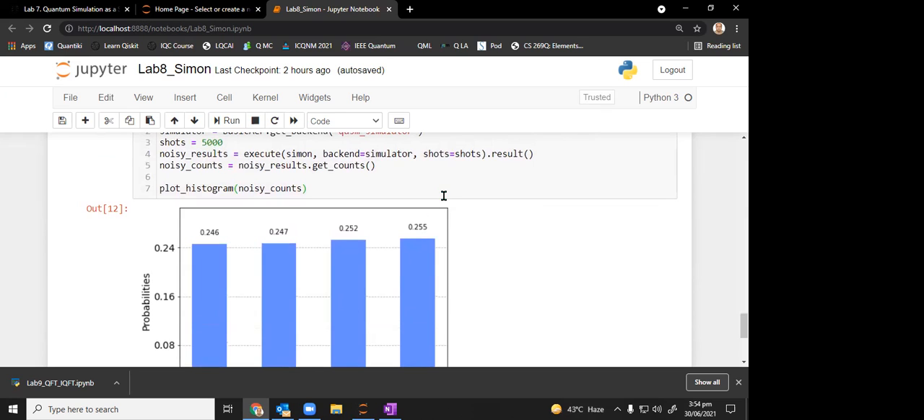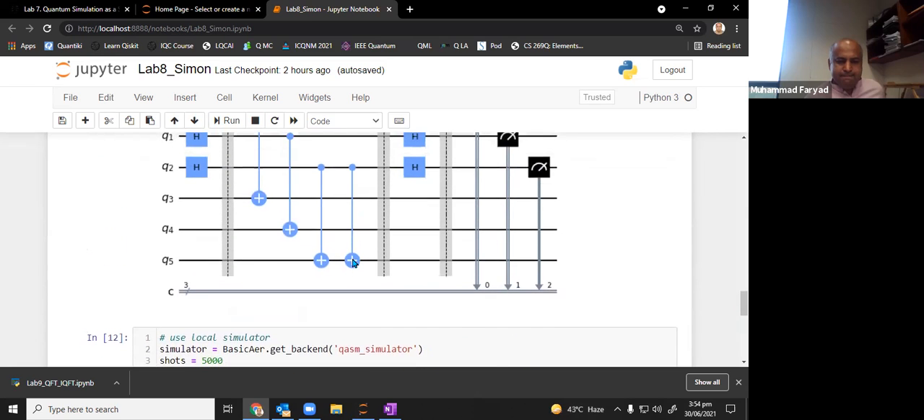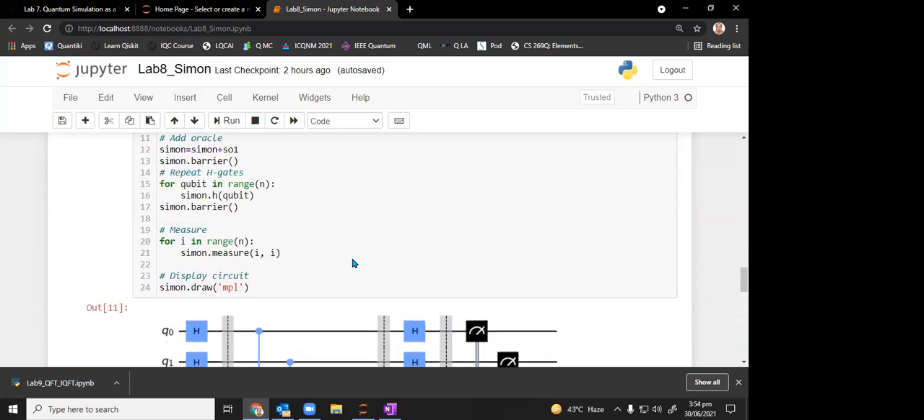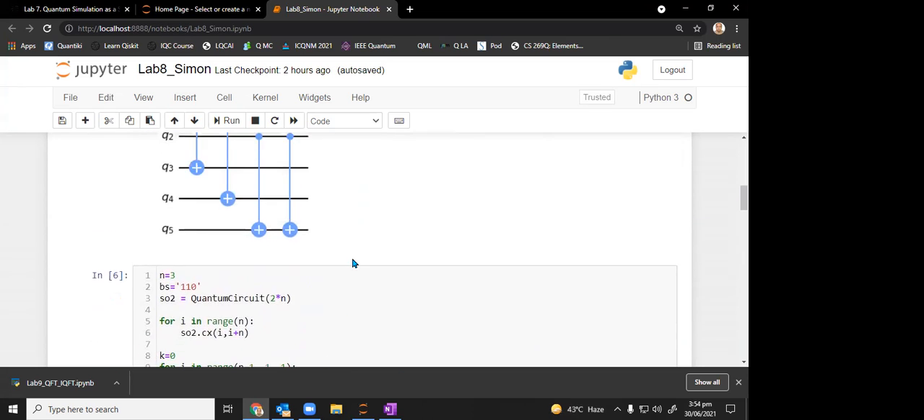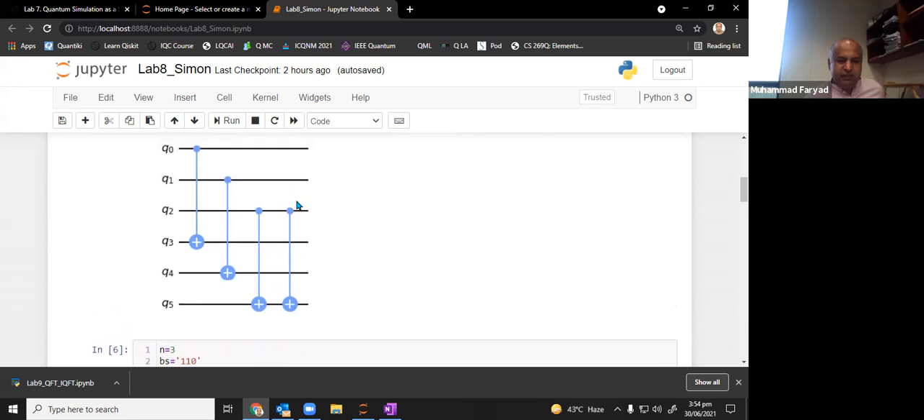Sir, you used a different oracle this time. Can you stay with one oracle for all inputs? Sorry? You used a different oracle for this input, S1 this time. Earlier you used S2. Yeah, they're the same except with this X gate.